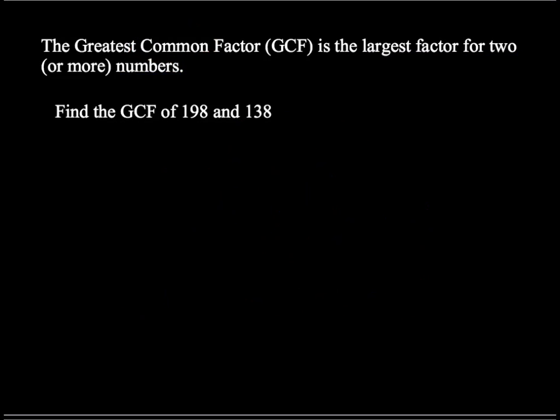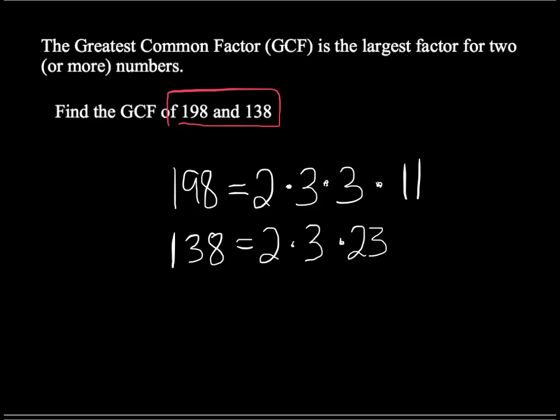Next example, I'd like you to try this one yourselves. I'd like you to find the greatest common factor of 198 and 138. So take a moment and pause the video now. Okay, there we go. There's our prime factors. 198 is 2 times 3 times 3 times 11, and 138 is 2 times 3 times 23.